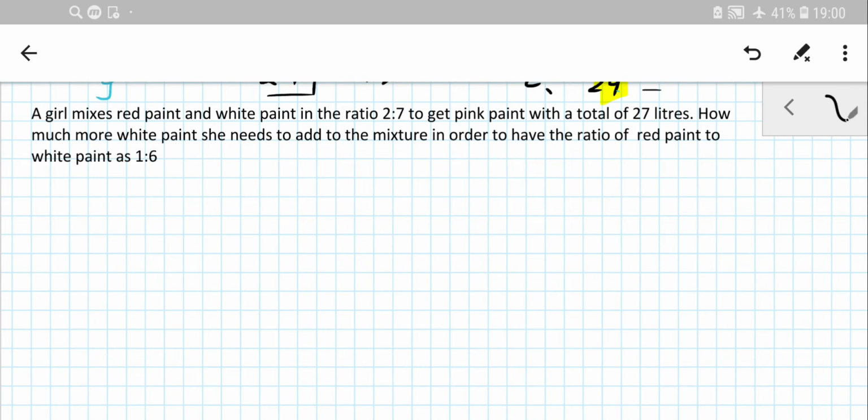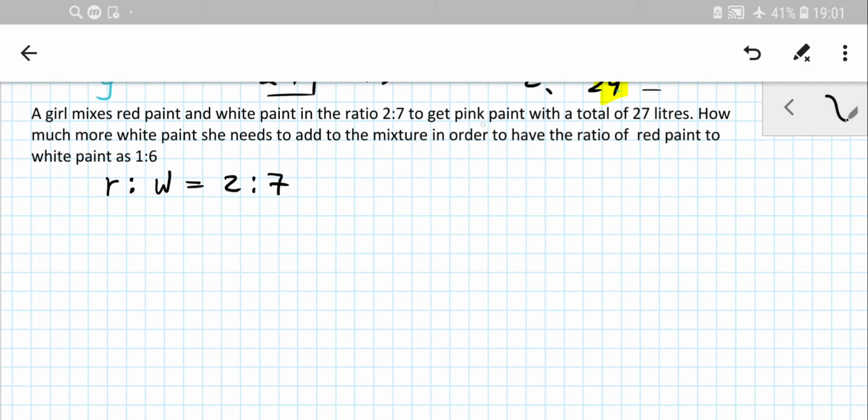A girl mixes red paint and white paint in the ratio 2 to 7 to get the pink paint. All right, obviously, right? Mixture of the colors. Red and white gives you pink, because white sort of dilutes the red, and the colors are changing for the final mixture. Okay, so I can immediately set up the ratio. So red to white as 2 to 7.